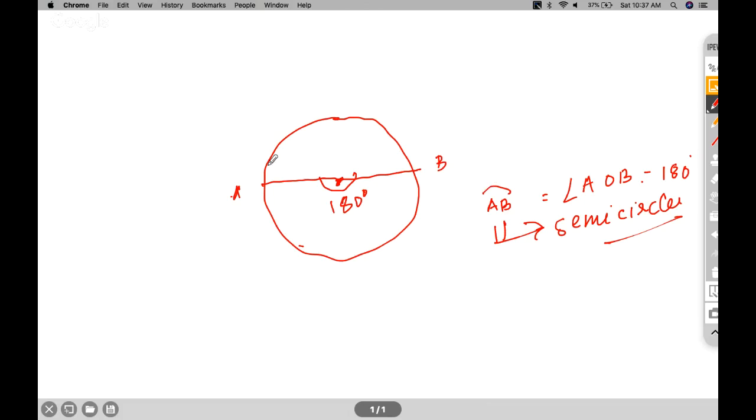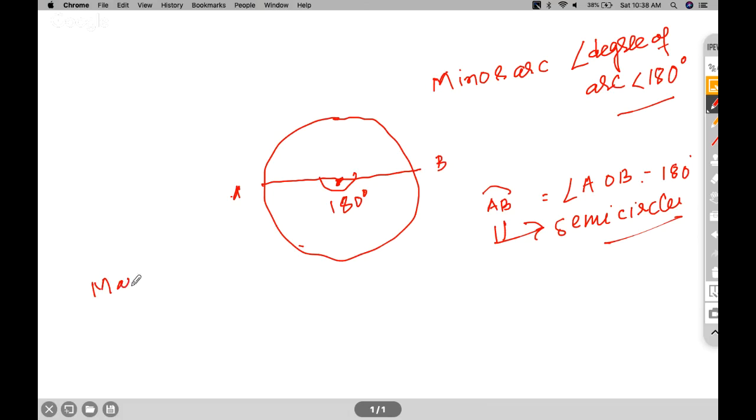Now, what is a minor arc and a major arc? Try to understand. Minor arc means the angle subtended by the arc, or degree of the arc, is less than 180 degrees. And if the degree of the arc is greater than 180 degrees, that would be known as a major arc.